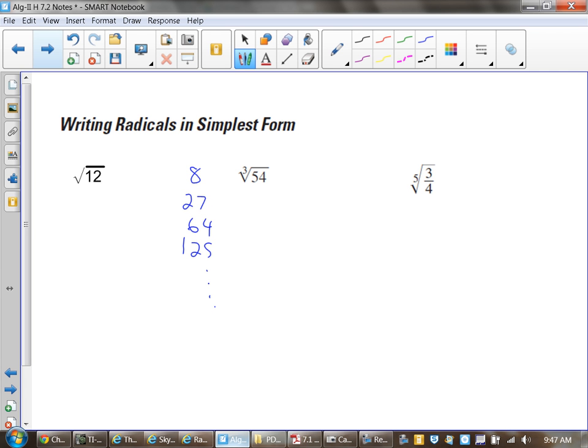Going back to square root of 12, what did that work out to be? Remember? 2 root 3. Good. Now 54, the cube root of 54, what's the perfect cube that goes into that? 27 and what? 2. Good. So this breaks out to be the cube root of 27 times the cube root of 2. When you simplify that, what's your final result? 3 cube root 2.